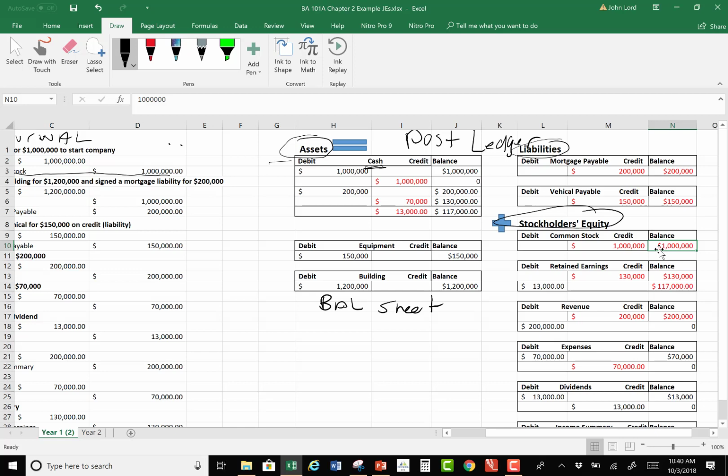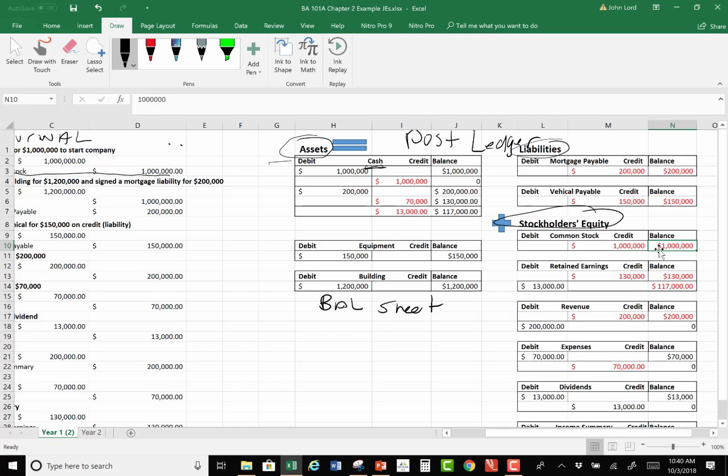So I've already posted the transactions for all of the journal entries because I don't want to sit here and do them one at a time. We'll be here all day. So you have to sort of suspend your imagination. Right now we just have the debit to cash, the credit to common stock, and the resulting balance of $1 million in cash, $1 million in common stock.